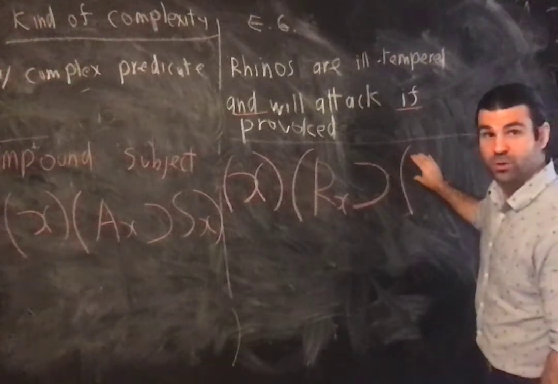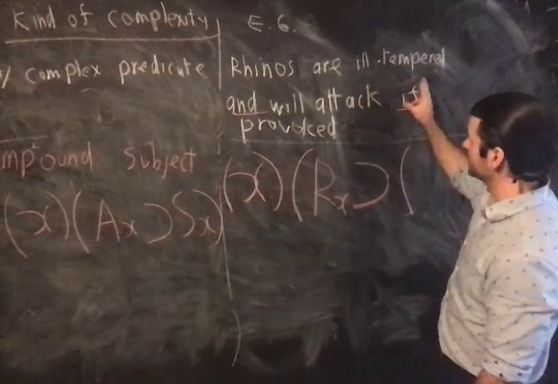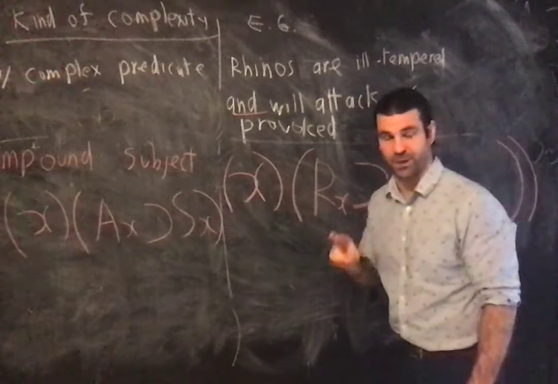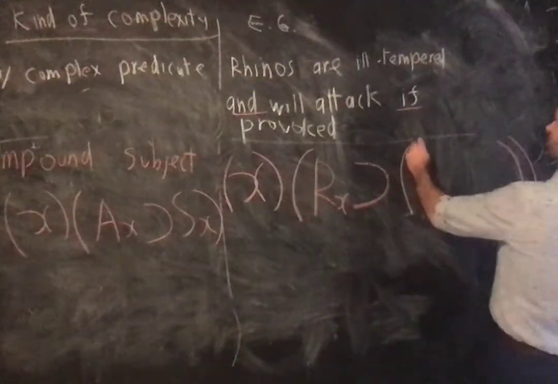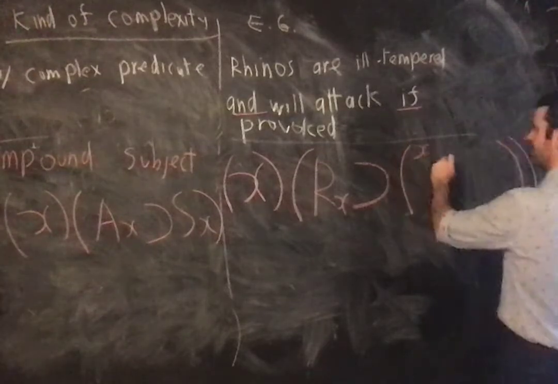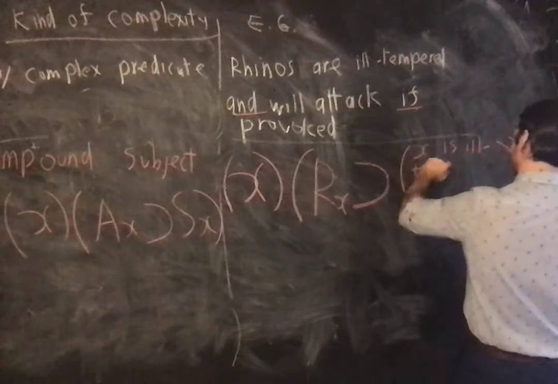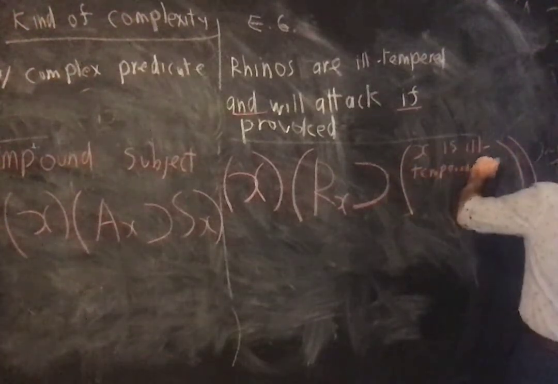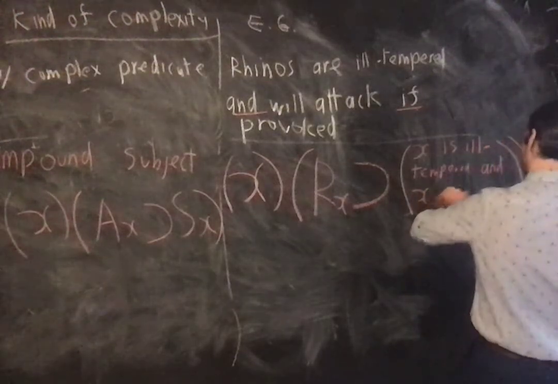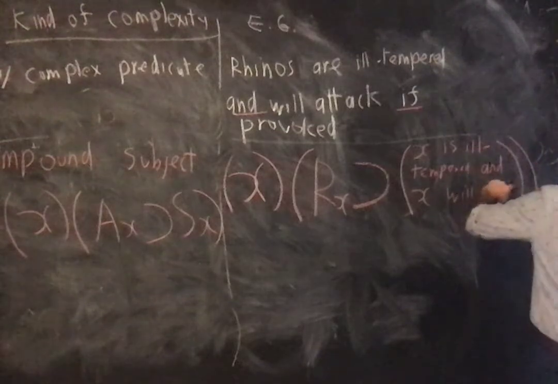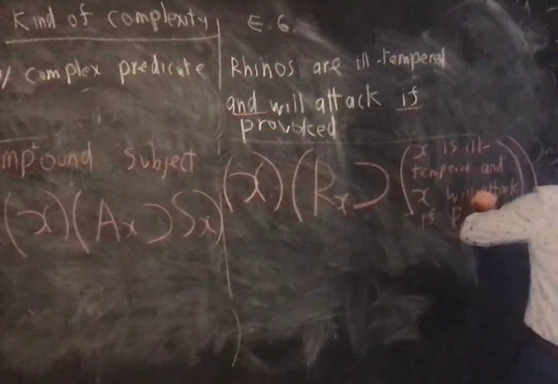So I have to say, what's true of x? Sort of rephrasing a little bit. Rhinos are ill-tempered and will attack if provoked becomes, for all x, if x is a rhino, then what? x is ill-tempered, and x will attack if provoked, if x is provoked.